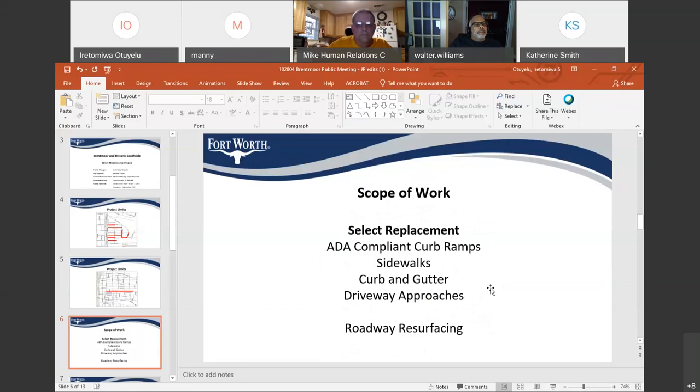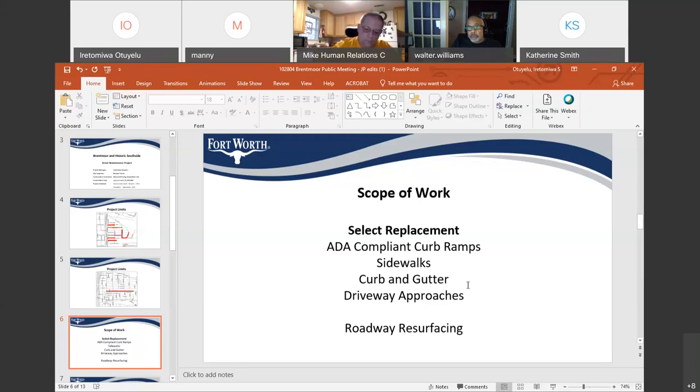The scope of work for this project includes ADA compliant curb ramps. When we visited the site, we observed that some curb ramps were either ADA non-compliant or non-existent. So we're going to be working on that. We'll be working on some existing sidewalks that have been very damaged. We're going to be replacing those. We'll also be working on the curb and gutters in select places on the streets.